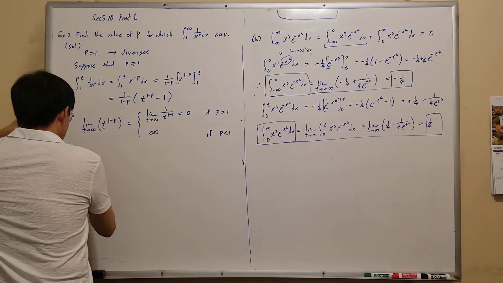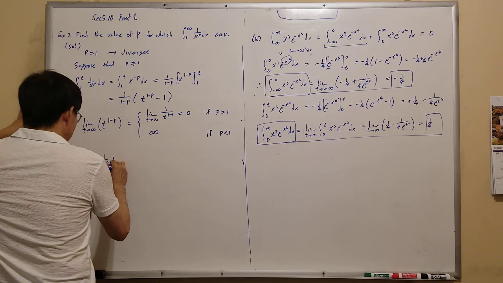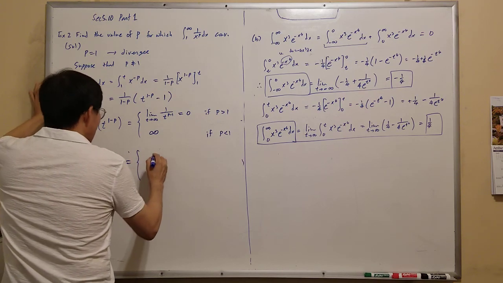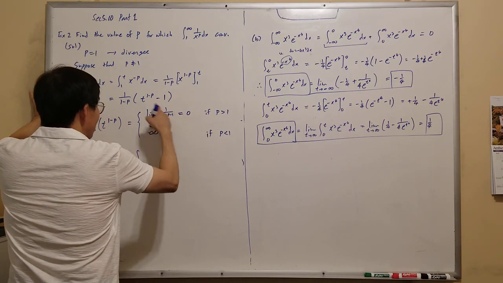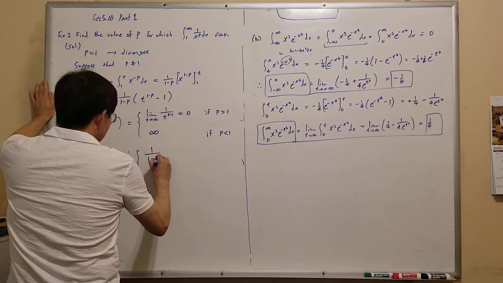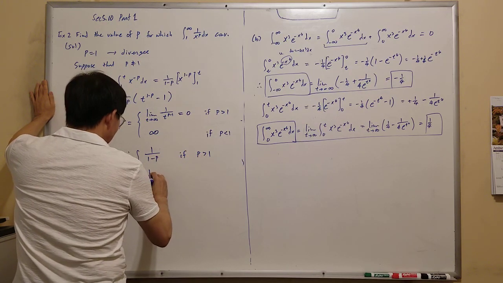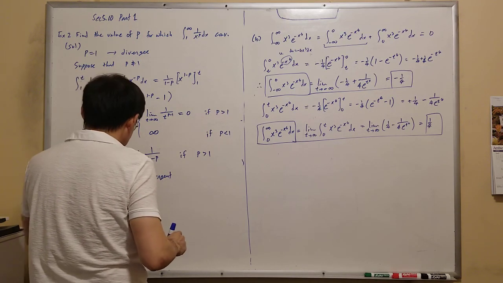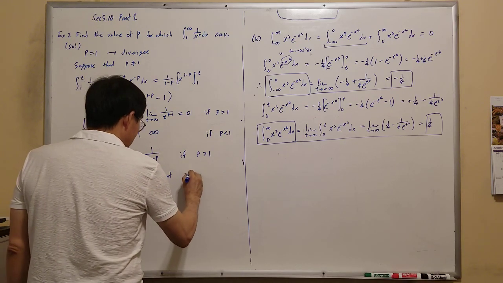Therefore, this one, the integral of 1 over x to the p dx equals 1 over, this is 0, so 1 over p minus 1: convergence for p greater than 1, but divergence otherwise.